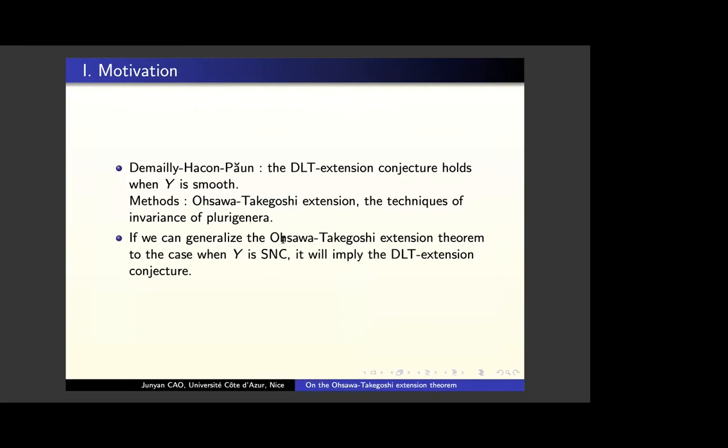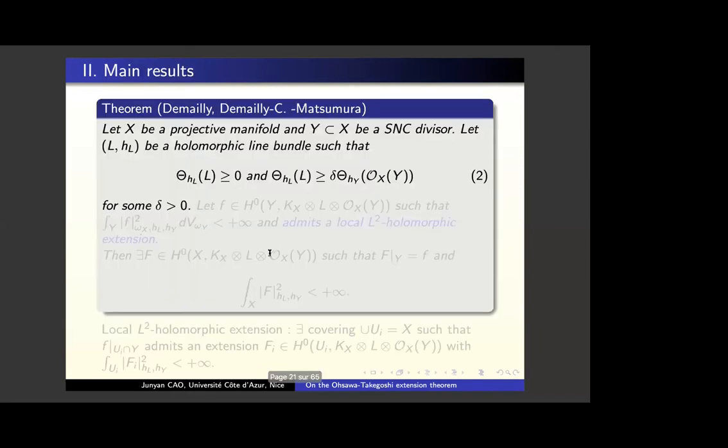If we can generalize the Ohsawa-Takegoshi extension theorem to the case where Y is simple normal crossing, then it will probably imply the DLT extension conjecture. So that's the main motivation of our work. We would like to study the extension theorem in the case where Y is smooth, or Y is simple normal crossing. So now I would like to explain a little bit our results.